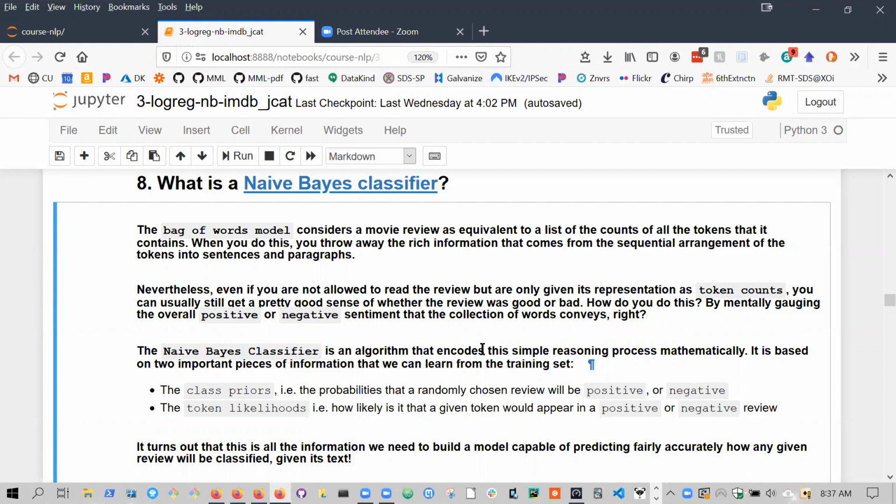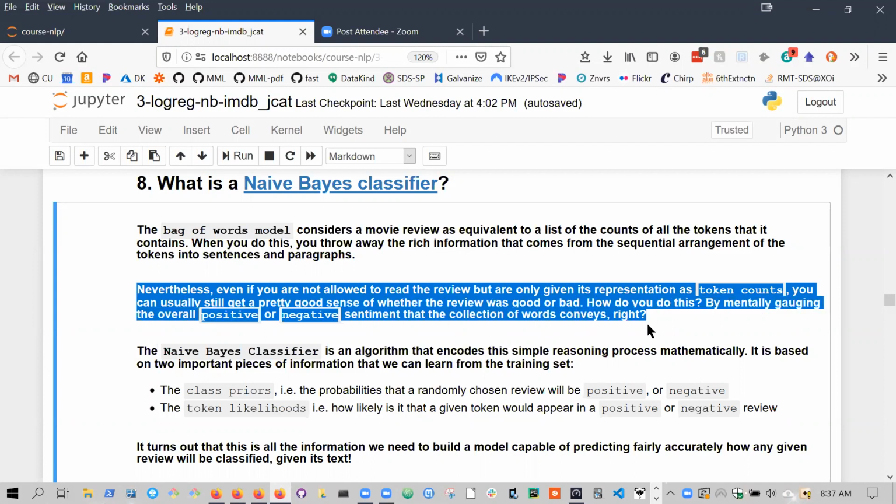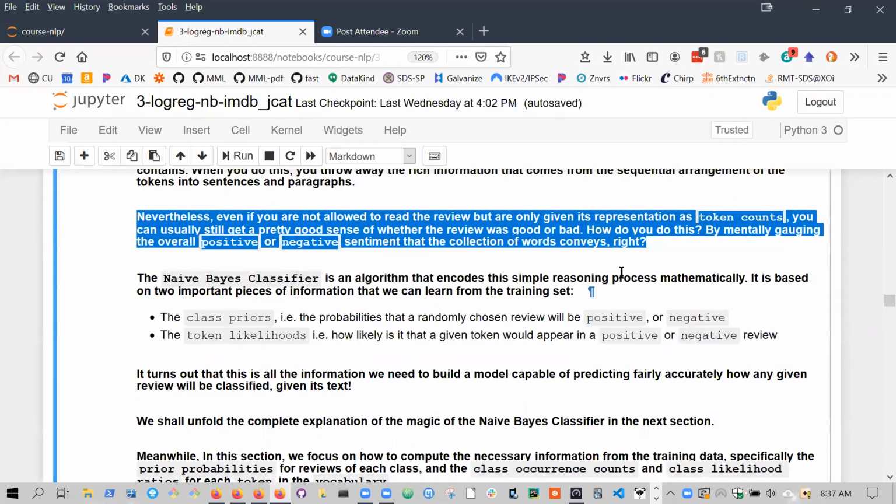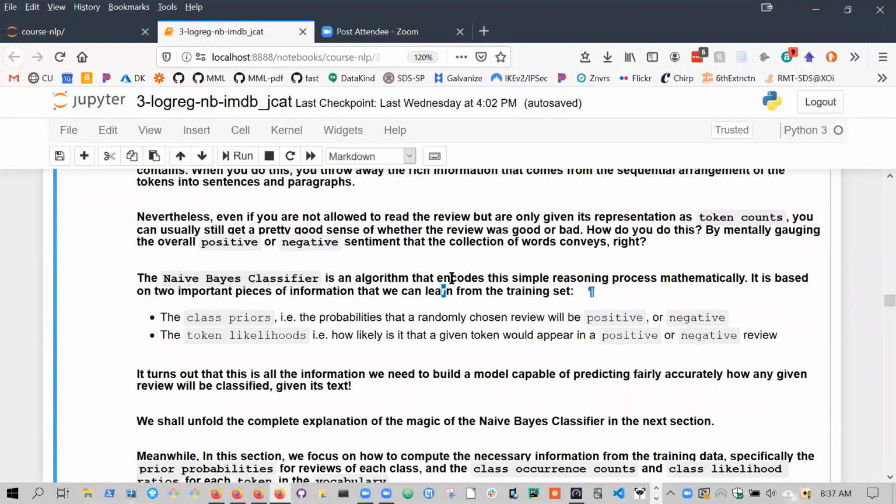It's trying to encode that simple reasoning process that I point to over here, just looking at how many good words there are and how many bad words there are. The naive Bayes classifier is an algorithm that encodes this simple reasoning process mathematically. It's based on two pieces of information that we can learn from the training set. One is the class priors, that is, the probability that a randomly chosen review will be positive or negative. In other words, if I have 800 reviews, how many of them are positive and how many are negative?